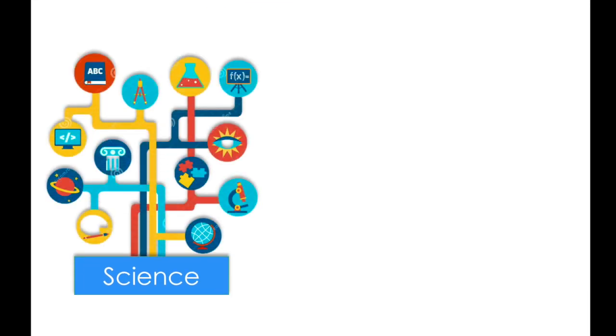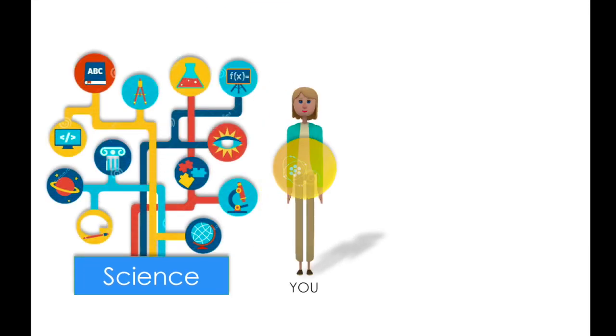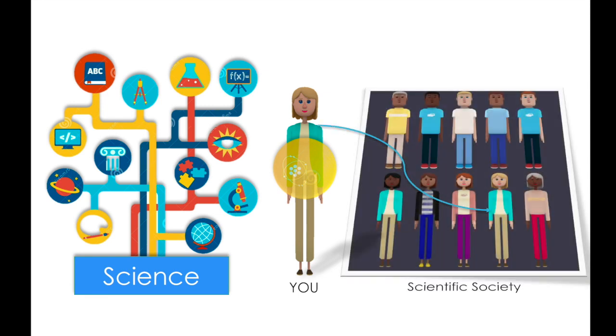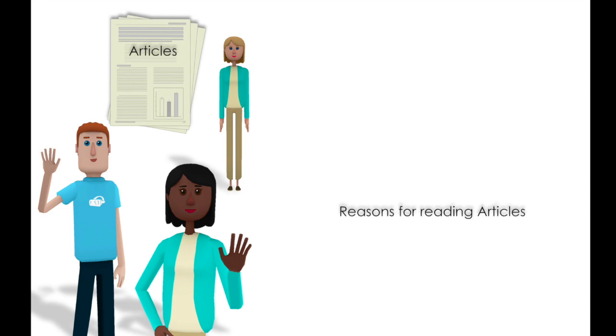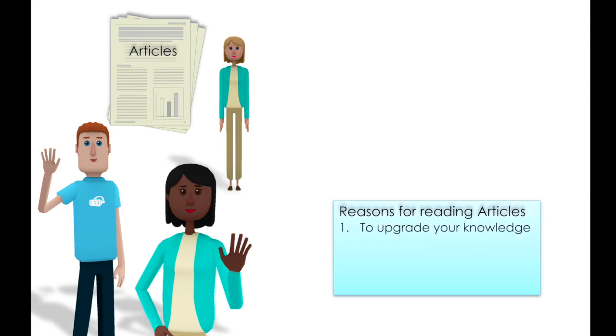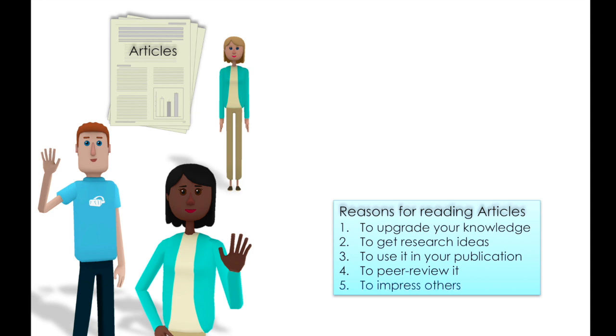Science has many different branches, and now that you choose your study of interest, you are automatically a part of your scientific society all around the world. In this scientific society, your colleagues already publish many articles, and you as a part of this society have quite plenty of good reasons for reading at least some of those articles, such as upgrading your knowledge, to get new research ideas, to use it in your publication, or maybe you read an article to peer review it for a journal, or simply you want to impress the others.